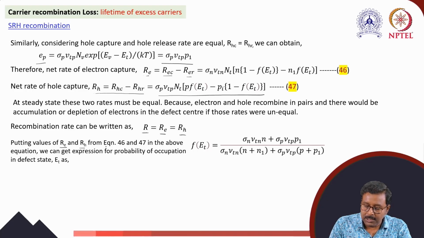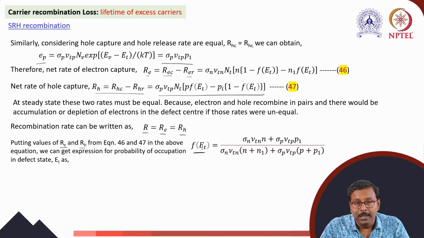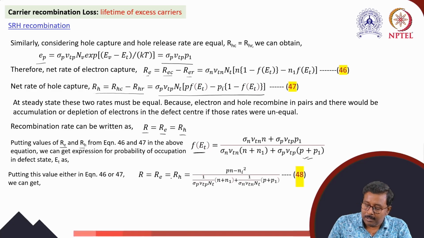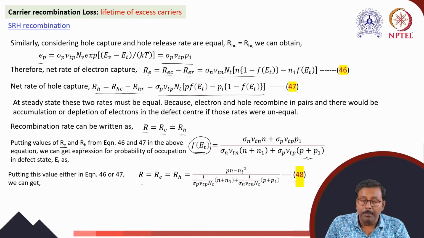RE and RH, these values from equations 46 and 47, if you equate them, you can obtain F of ET, that is the occupation probability at the trap state, will be this. And so R will be calculated by using this F of ET in any of the expressions. Either you can use the RE expression or the RH expression. The RE expression is this and the RH expression is equation 47. In any of these equations, if you put the value of F of ET, you can get the recombination rate.